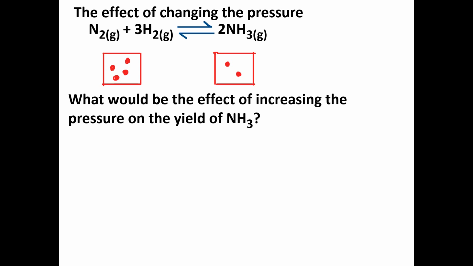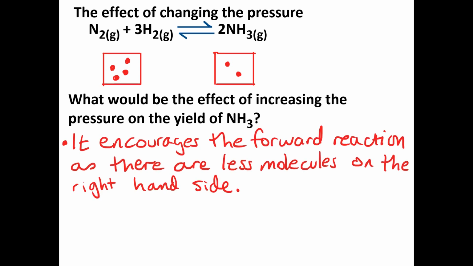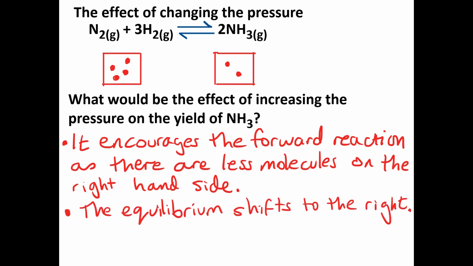So if we increase the pressure, it encourages the forward reaction as there are less molecules on the right hand side. So that will tend to reduce the pressure back again. If we're encouraging the forward reaction, then the equilibrium shifts to the right and that means that more NH3 will be made.